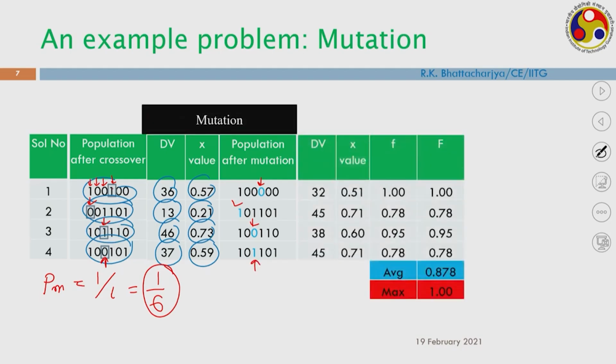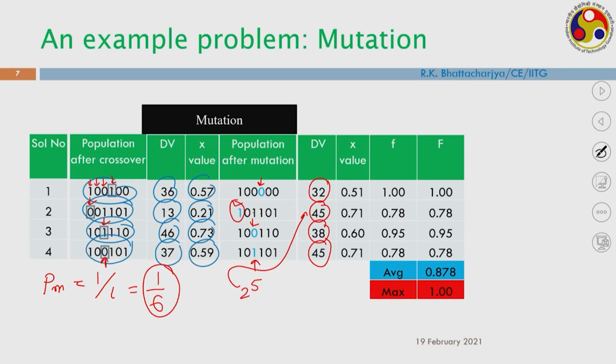Now, this is the decoded value of the mutated solution: 32, 45, 38 and 45. If you look at the second solution, this bit has been mutated. This being mutated means you are adding 2 to the power 5 here. So, in this case the decoded value is increased by 2 to the power 5. Therefore, it was 13, now you are getting 45. That means you are adding 32.